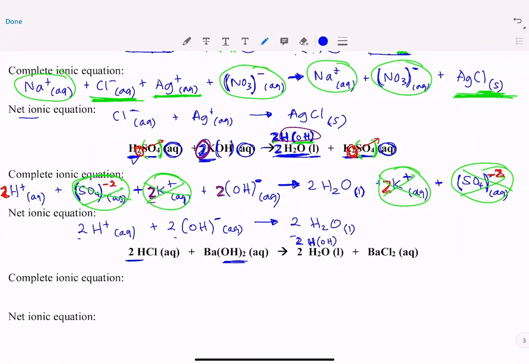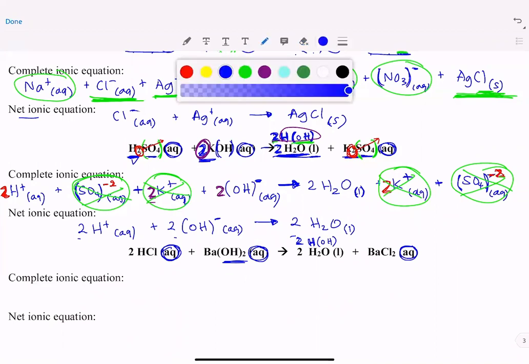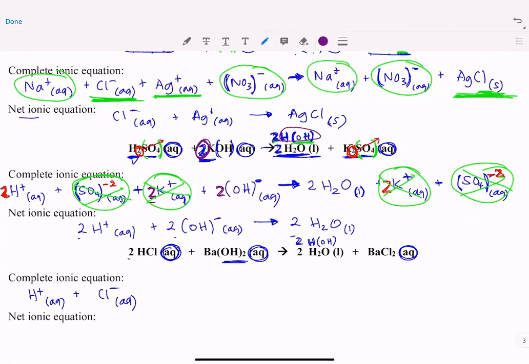In writing the complete ionic equation, you take anything that's AQ physical state. So this is HCl, BaOH2, and BaCl2. Take those and break those apart. We need to pay attention to subscripts and to coefficients. So this has the 2 coefficient. When this breaks apart, you're going to have H plus AQ and Cl minus AQ. Because of this 2 coefficient, you need 2 of each of those ions. That 2 carries through into both ions.